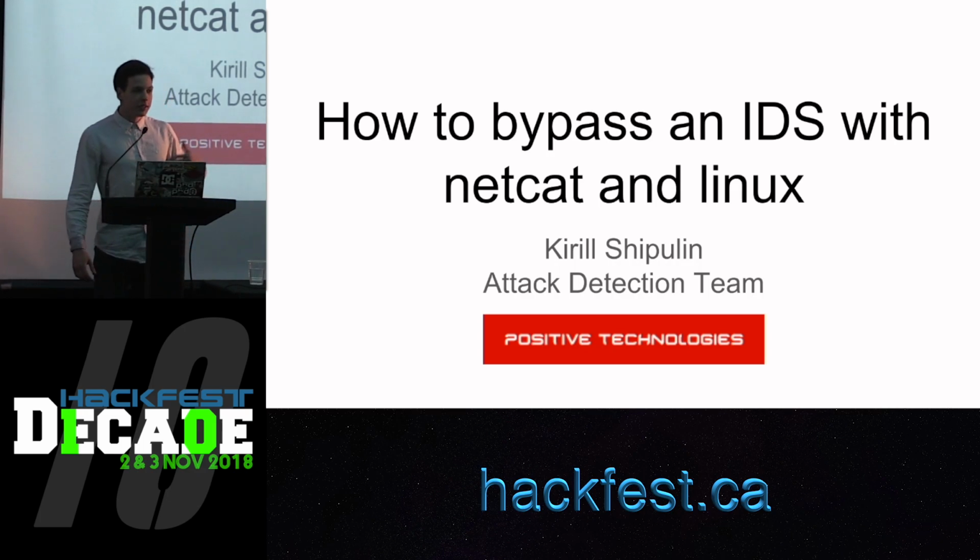So today, me and you will be bypassing an IDS system together. Why with netcat and Linux? Because netcat is a good tool for working with sockets, sending data over sockets, over transport protocols, and it goes with Linux by default.